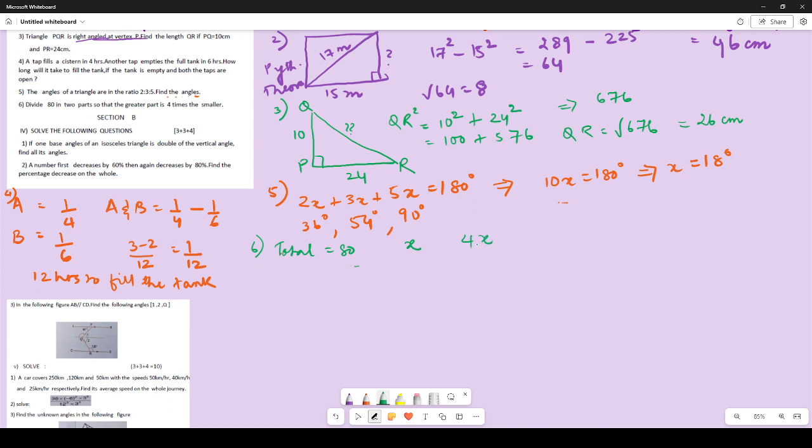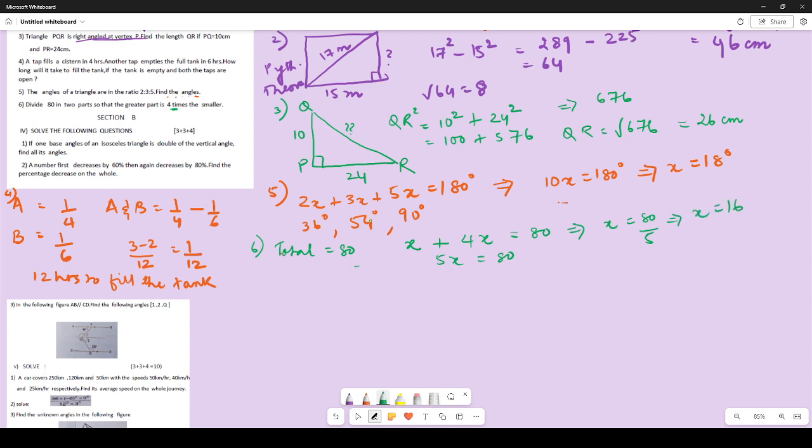Now what many of you did was, you wrote x plus 4 over here. Remember, I told you times. 4 times means it is multiplied. So x plus 4x is equal to what? 180. So now what we get? 5x is equal to 180. This implies x is equal to 180 divided by 5, which implies x is equal to 36.